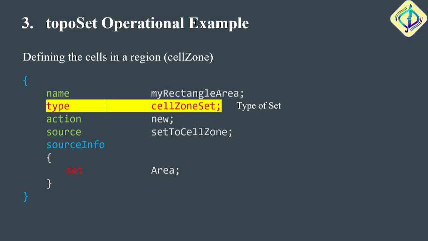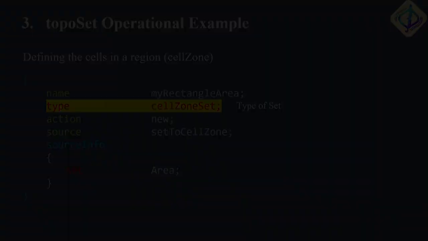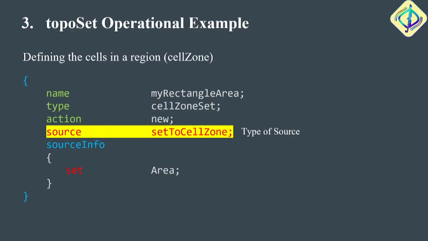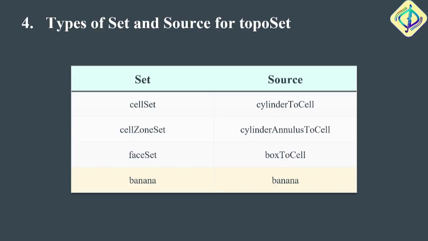Now, when you're looking at the syntax, you will have two key things that you have to keep in mind. You will have type, that is a type of set. Within this, you will specify your set, and then you have a type of source. These are some of the existing sets or sources you can use. A set, in simple terms, is you specifying a group of cells. It can be a cell or a face or anything.